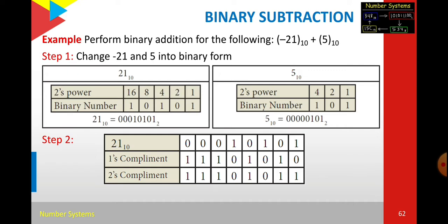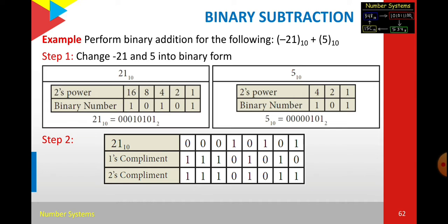And then next we are going to find the 2's complement. For that we just add 1 to the least significant bit, that is the LSB, the first bit. So we add 1: 0 plus 1 is 1. The remaining numbers are all the same. So we write 1 1 1 0 1 0 1 1. This is the 2's complement value for 21 base 10. So this is the binary value for minus 21 base 10.